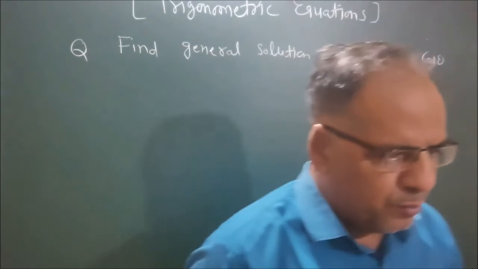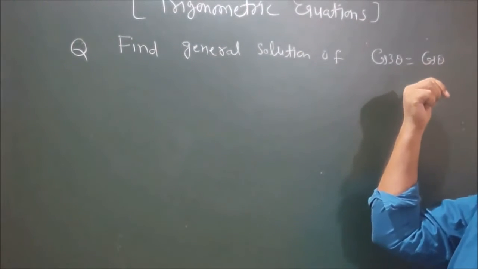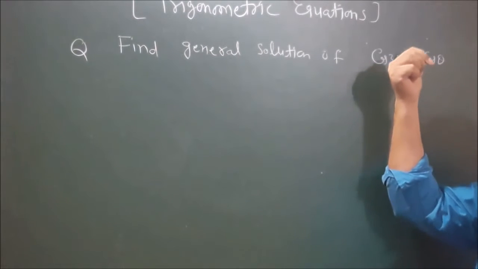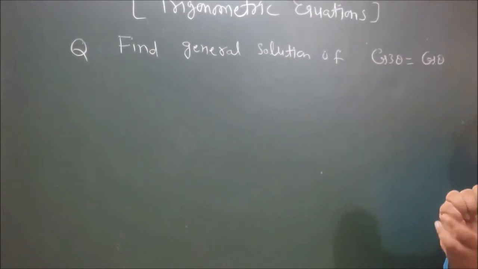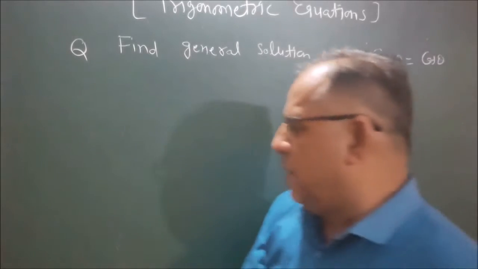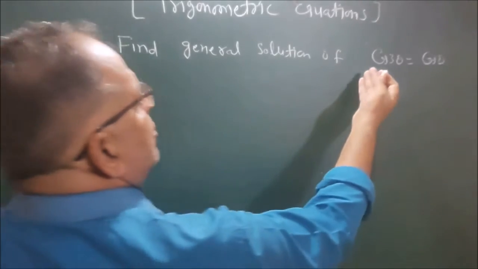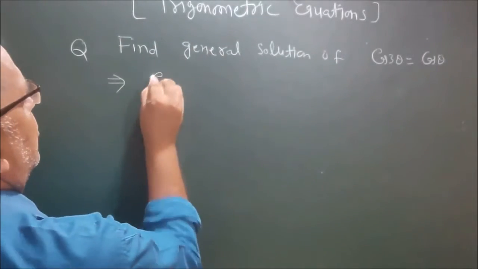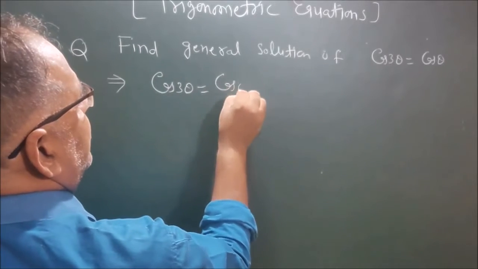In this question, on both sides we have a variable angle, an unknown angle. On the left hand side, the unknown angle is 3 theta, and the second side has the angle theta. So we start the solution. Apply the identity cos theta equal to cos alpha. The question is cos 3 theta equal to cos theta.